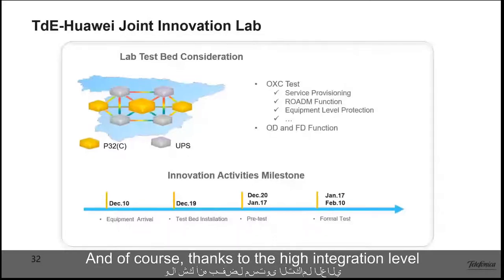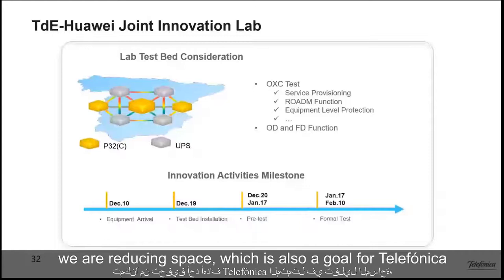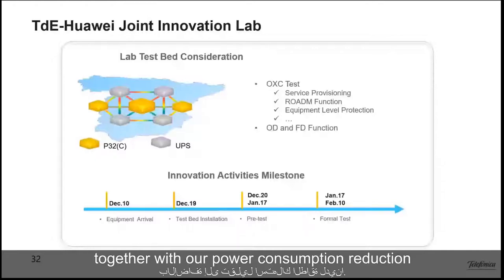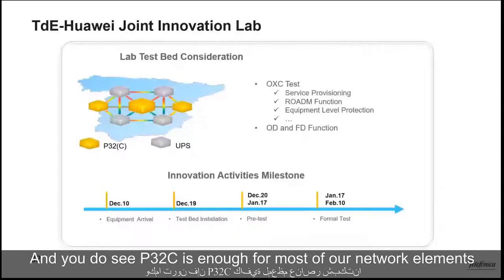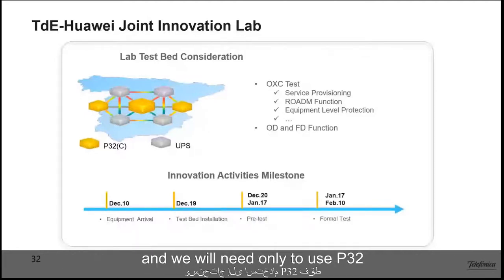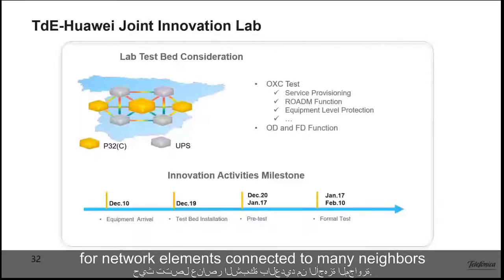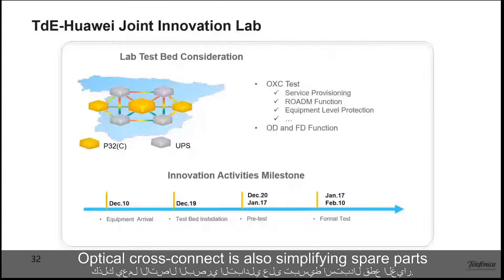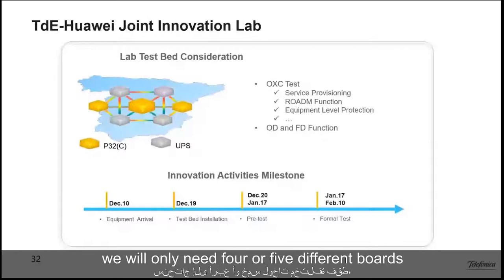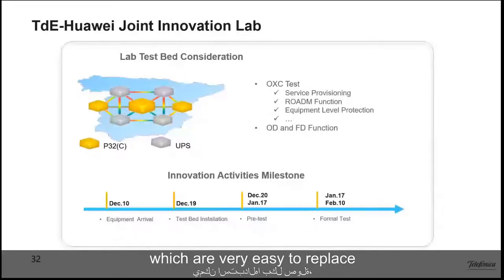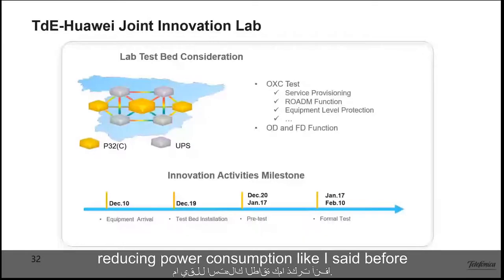Of course, thanks to the high integration level, we are reducing space, which is also a goal for Telefónica, together with power consumption reduction. And due to this integration, P32C is enough for most of our network elements, and we will need to use P32 only in some special cases in the metro network for network elements connected to many neighbors. Optical cross connect is also simplifying spare parts. Using this equipment, we will only need 4 or 5 different boards, which are very easy to replace, reducing bad configurations, like I said before.